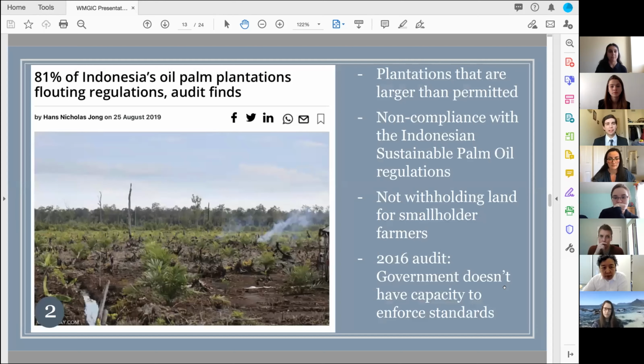And so you can see here that 81% of Indonesian oil palm plantations don't follow regulations, according to a recent audit. That includes plantations that are larger than permitted, non-compliance with sustainability regulations, and not withholding land for smallholder farmers. And importantly, a previous audit found that the government doesn't have the capacity to enforce those standards. That's why they're not being followed.